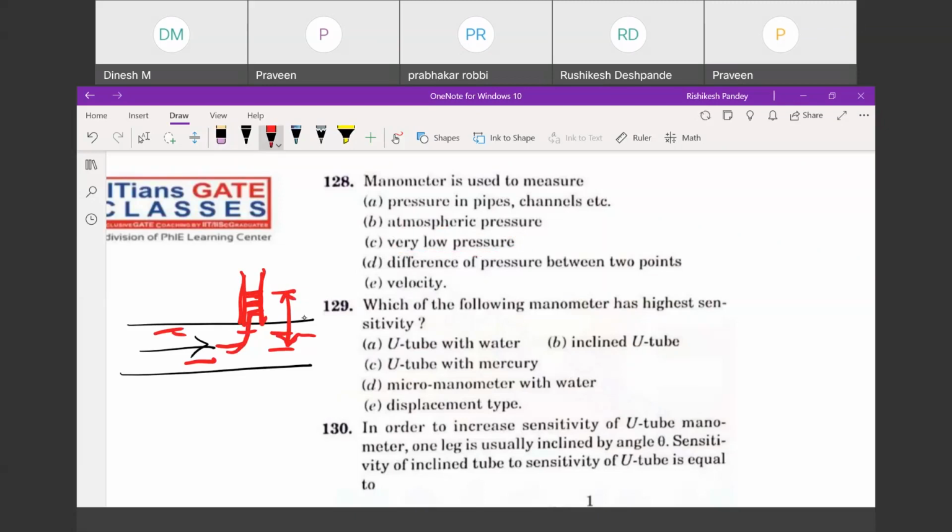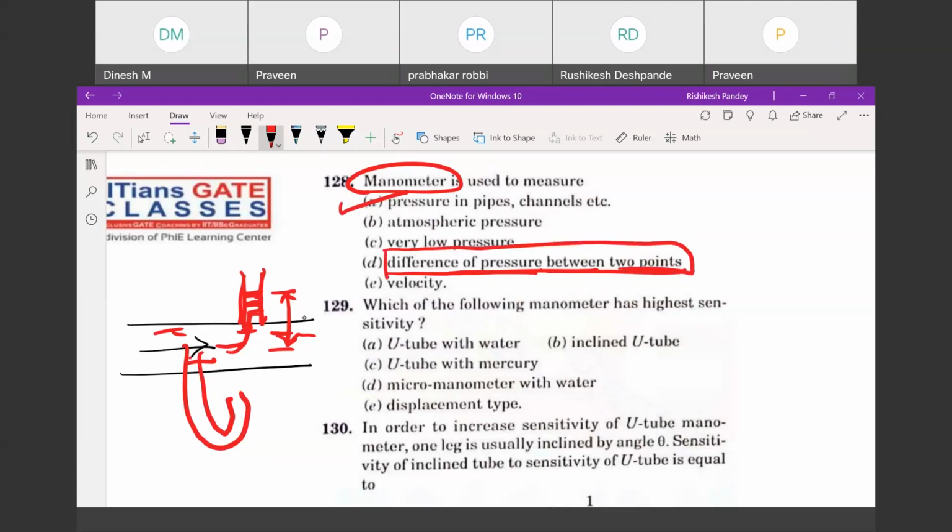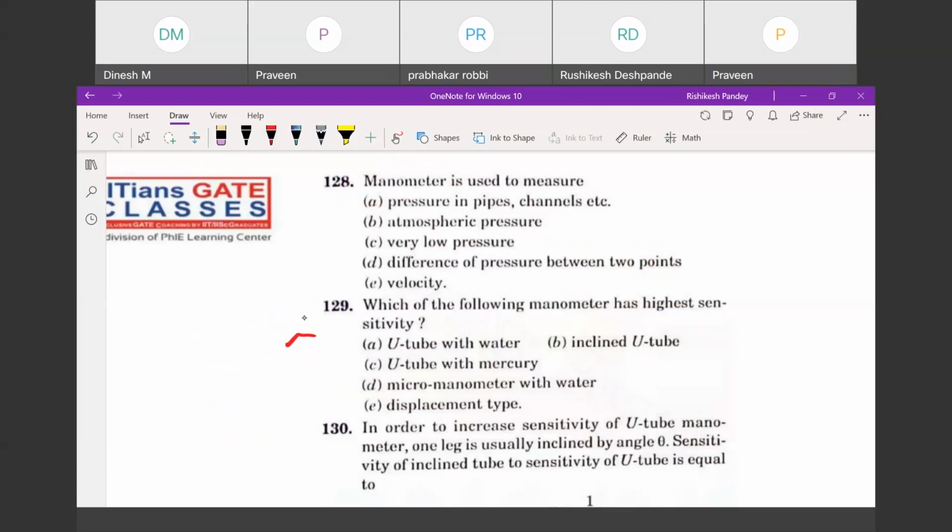But if you want to measure very high pressure, then what do you do? You use manometer. So manometer can be used for very low pressure also, or any high pressure fluid also. So manometer is used to measure pressure in a pipeline or channel. But if you are telling difference of pressure is measured with the help of differential manometer. It is not a simple manometer. This is simple manometer. I've explained already. There are different types of manometer: simple manometer and differential manometer. For simple manometer, it helps us in measuring pressure at any point. But if you are using differential manometer, then you will be able to measure the difference of pressure between 2 points. Okay, so answer for this one is pressure in pipeline or channel. Clear? Okay, now next 129.